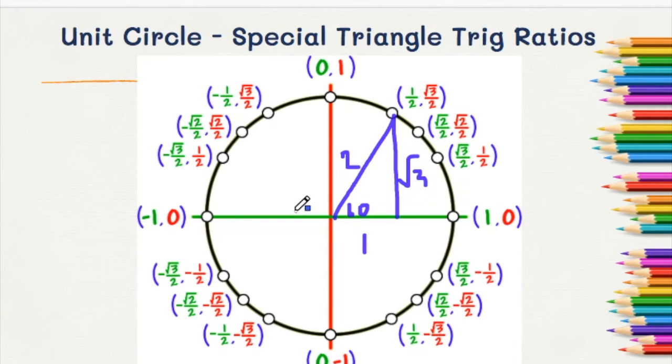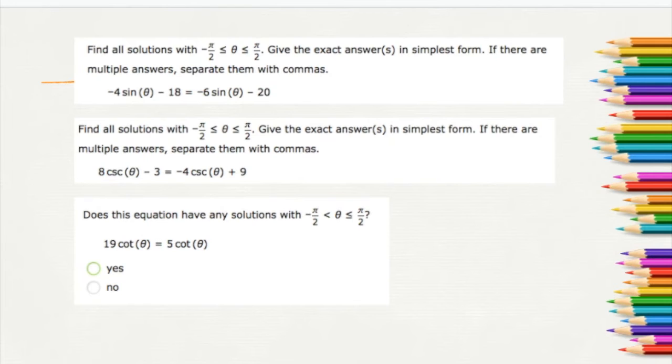Just be careful with quadrants 2, 3, and 4, there will be negatives. Right there it's a negative for x, which would make cosine negative, and if you go on the bottom, it will make the y value, or sine, become negative.